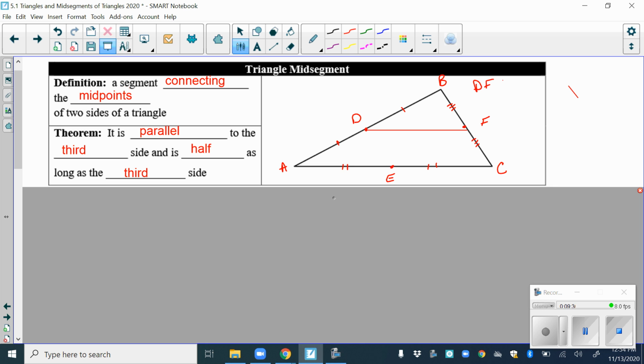DF is going to be parallel. If it's connected in the mid-segment, it's going to be parallel to it. Okay? The other thing deals with the length of it. The length of DF will be half as long as AC. So if AC is 20, DF is 10. We could also think of it that the side AC will be twice as long as however long DF is. So if DF is 12, AC is 24.